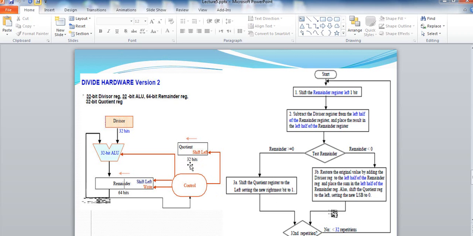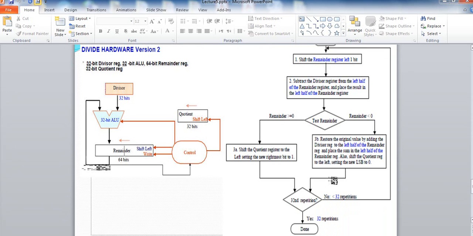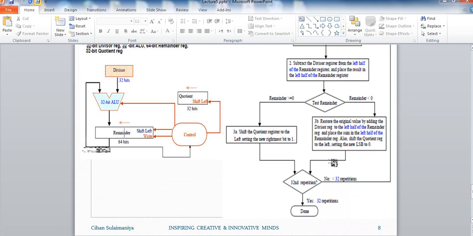This continues until the register is bigger than 32 bits. If it's equal to 32 bits, that means you reached the end. Bigger than 32 bits means that's the end. It's finished, or when you reach 33 bits, that means it's finished. Okay, finished and the operation is done.